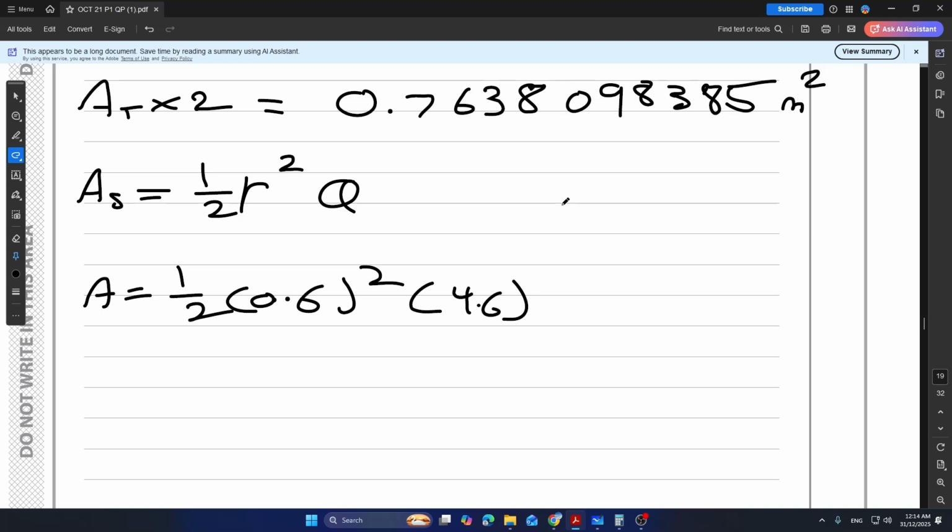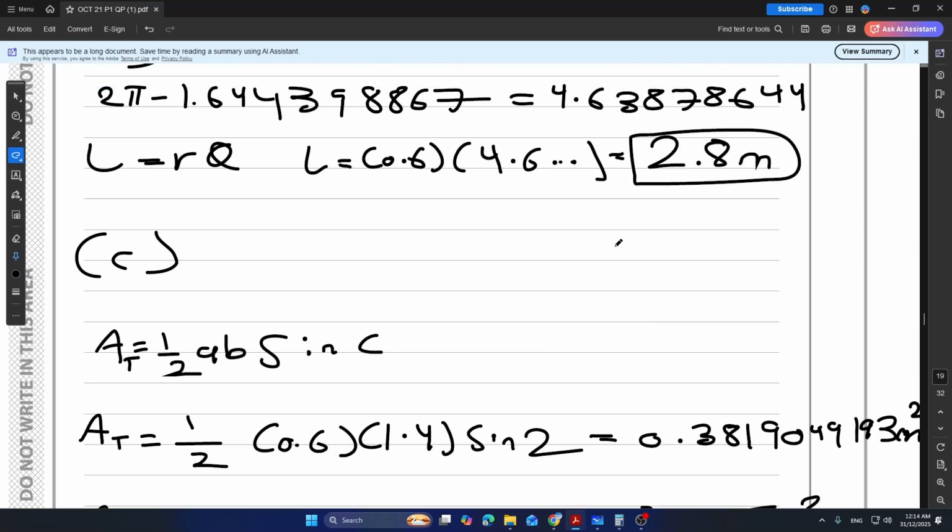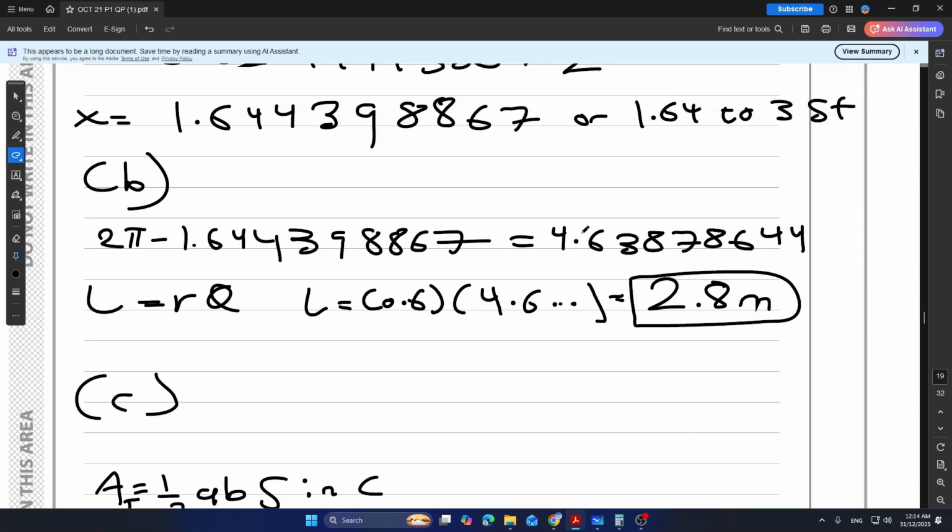We just put this in the calculator. Hold up. 1 over 2, 0.6 squared, 4.6. No, not 4.6, sorry. 2 pi minus 1.64439.